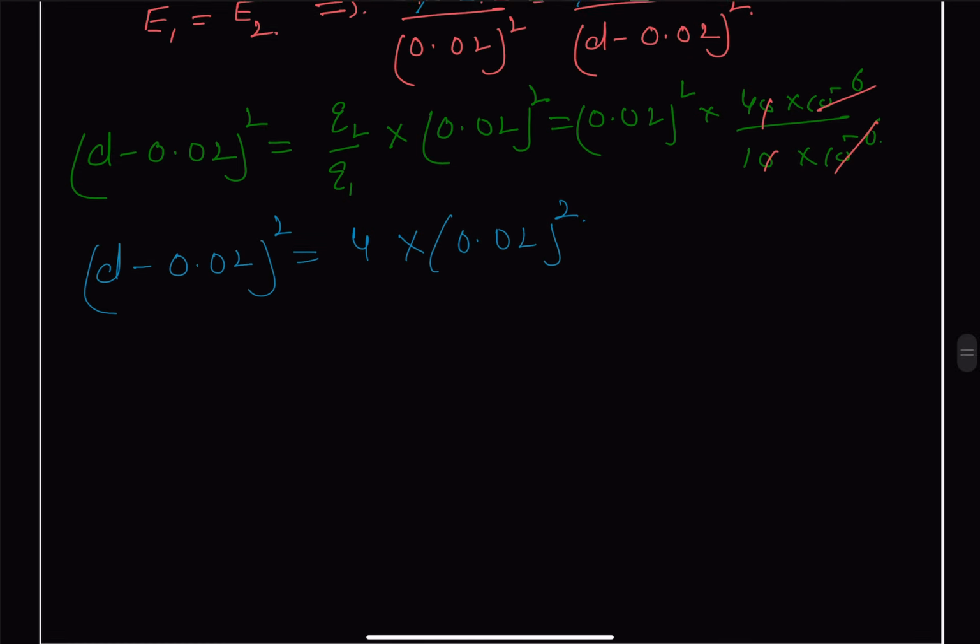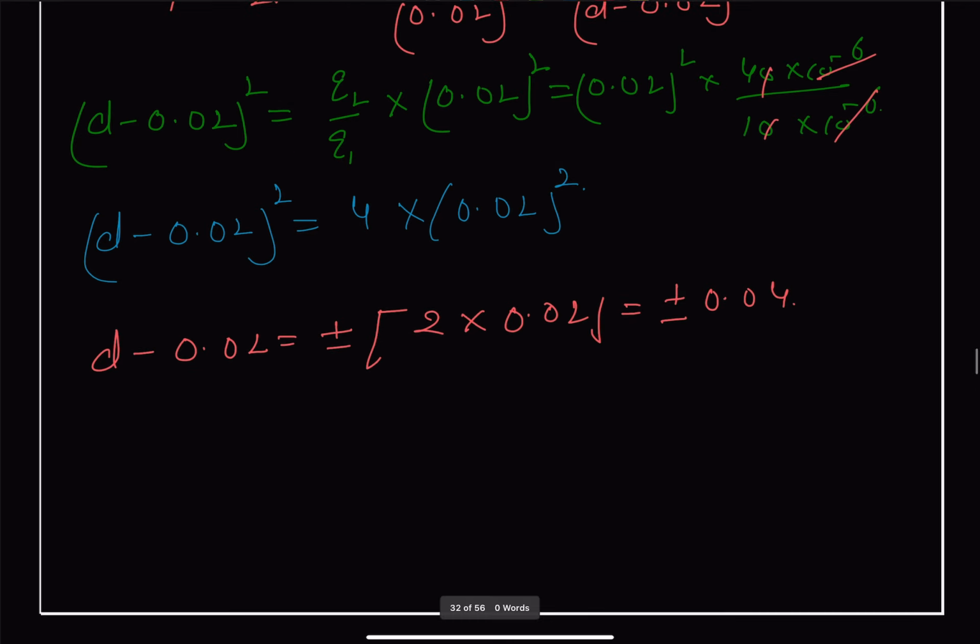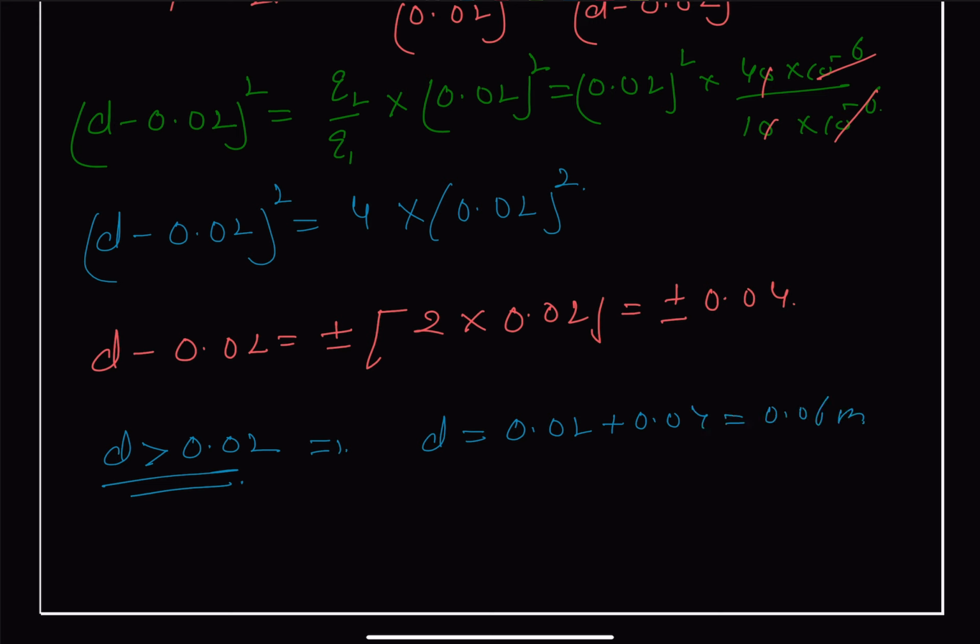We get d minus 0.02 is equal to plus minus 2 multiplied by 0.02, which comes as plus minus 0.04. But we know that our value of d is greater than 0.02. Therefore, d will be equal to 0.02 plus 0.04, which comes as 0.06 meters, or d will be equal to 6 centimeters.